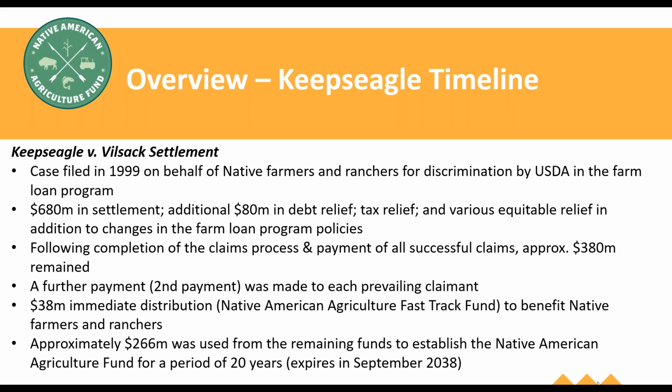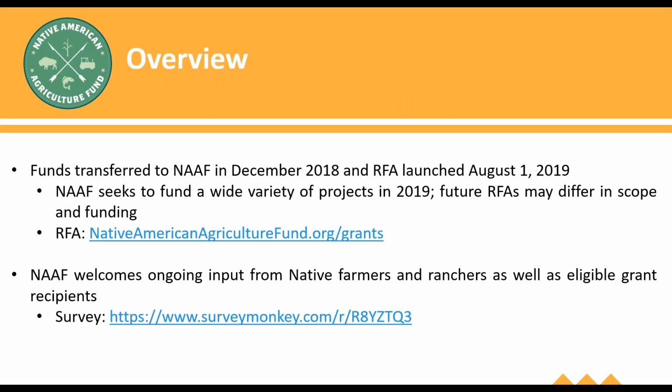Approximately $266 million was used from the remaining funds to establish the Native American Agriculture Fund for a period of 20 years. So it's 19 years and counting at this point. The fund will expire in September of 2038. We're a 20-year spin-down private charitable trust. And according to the trust agreement, we were required to, and did, receive 501(c)(3) status ourselves early this year. So the funds were actually transferred to NAAF in December of 2018. These things take a while.